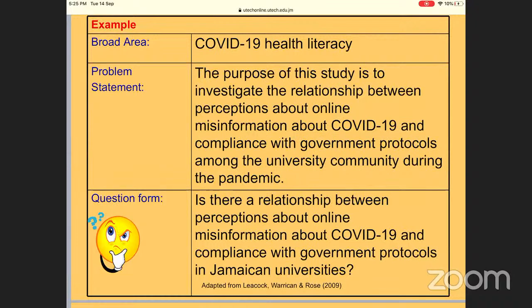Is there a relationship between the perceptions of online misinformation about COVID-19 and compliance with government protocols in Jamaican universities? Next slide.